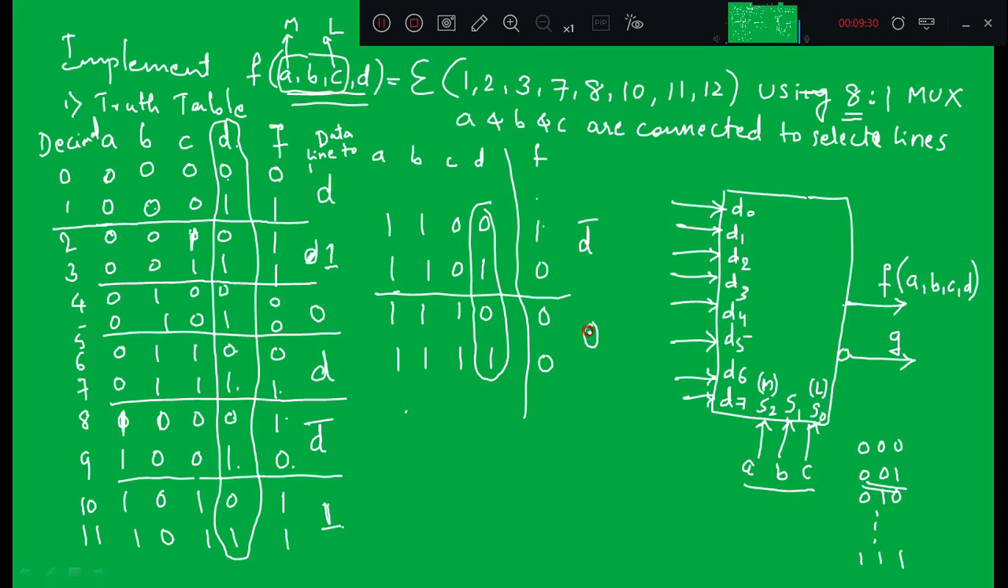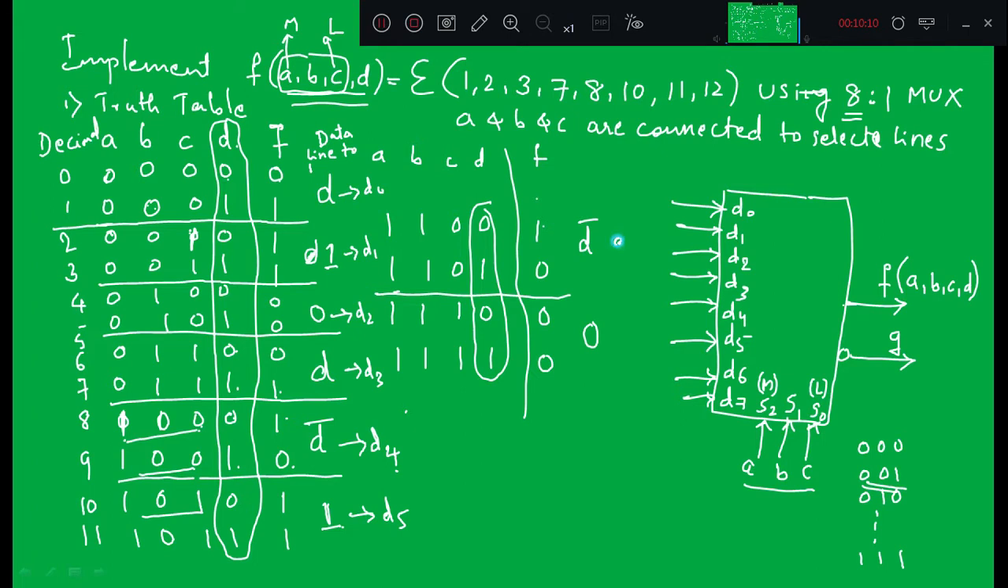Now write these values on these data lines. What is D0 here? This is D0, this is D1, this is D2 and so on. This is D3, right? How are we going to identify D4, D5 and all? Depending on the values of A, B, C. 100 is the binary equivalent of 4, so the subscript is 4, this is D4. 101 is the binary equivalent of 5, so it is D5.